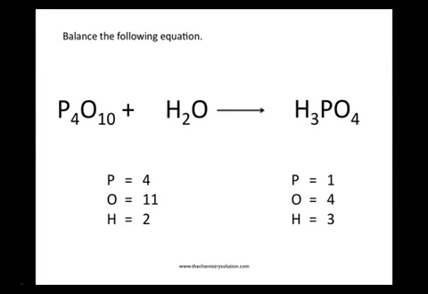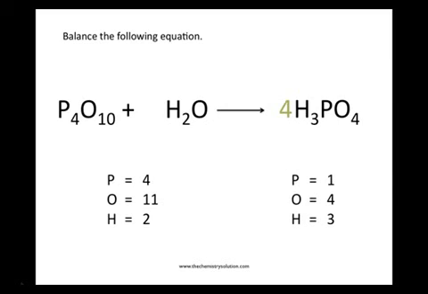Let's start by balancing the number of phosphorus atoms. And again, I'm choosing phosphorus because it occurs in one compound on the reactant side and one compound on the product side. And it seems to be, if you follow this method, it'll make balancing the reaction a little bit easier. But you can really balance whichever type of atom you prefer first.